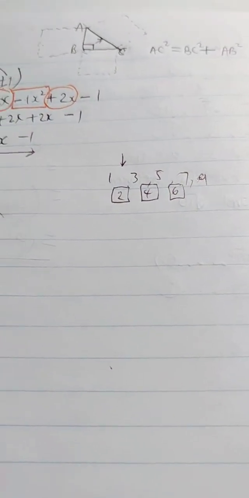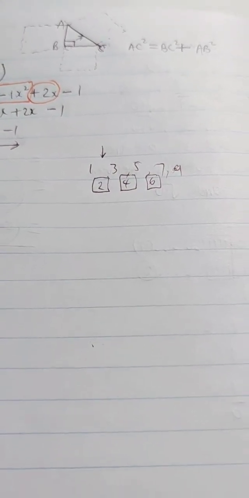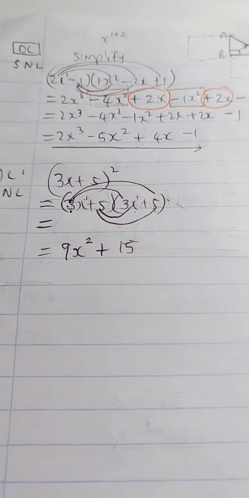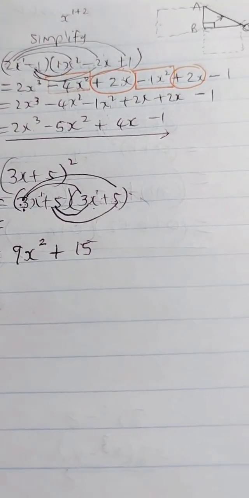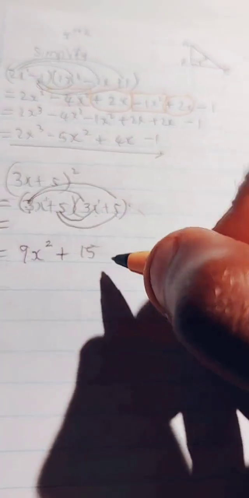They cannot be divided by 2 without leaving a remainder. So that's what we call odd numbers. Odd numbers are numbers that cannot be divided by 2 without leaving a remainder.